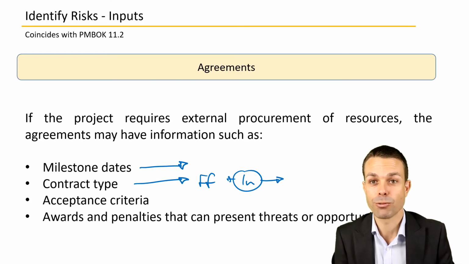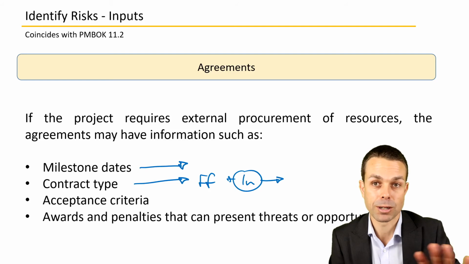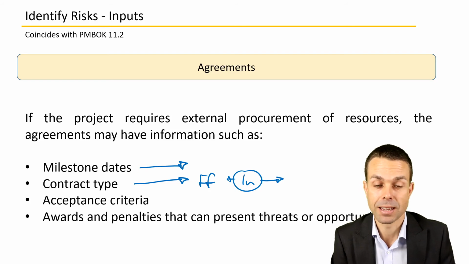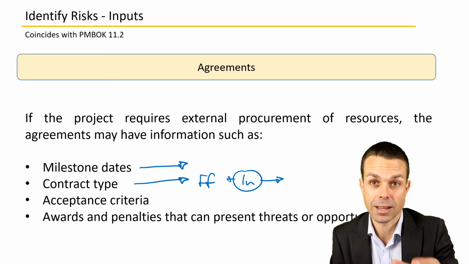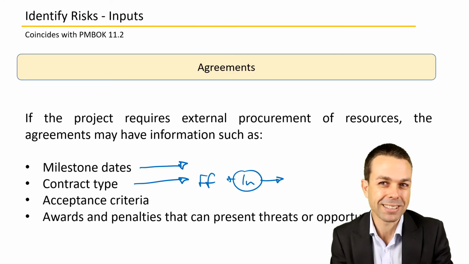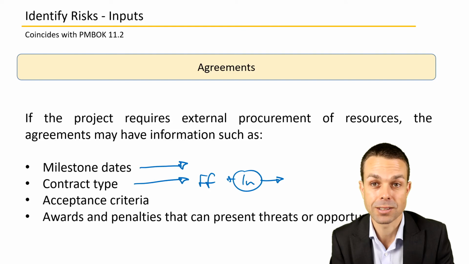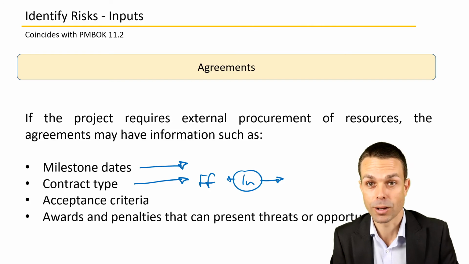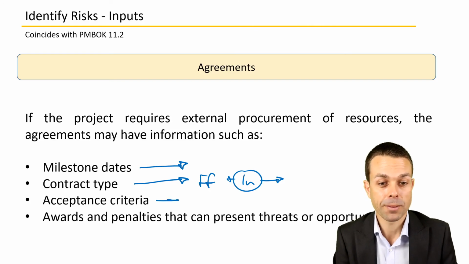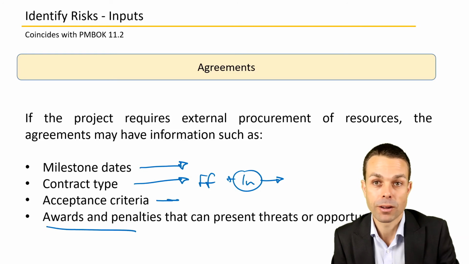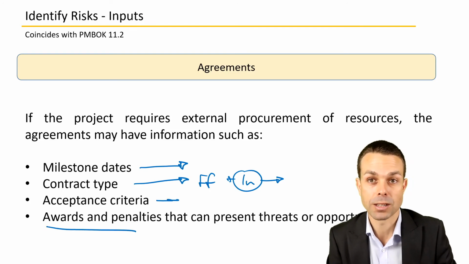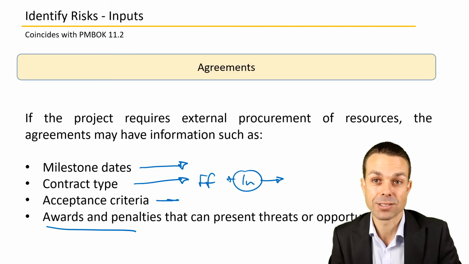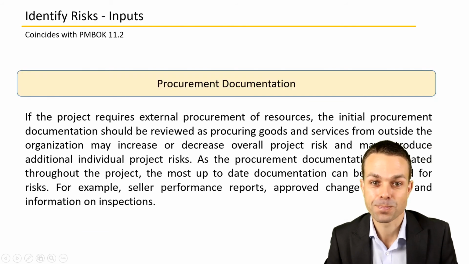And of course, if we're having someone else do the work, sometimes that can increase the risk or it can decrease the risk because they're taking on all the risk, but also we can't see what they're necessarily doing until they've delivered it. So it could go either way. Acceptance criteria and awards or penalties that might sway the risk in either direction. Maybe we're awarding someone something if they finish early, and that's our way of mitigating risk.